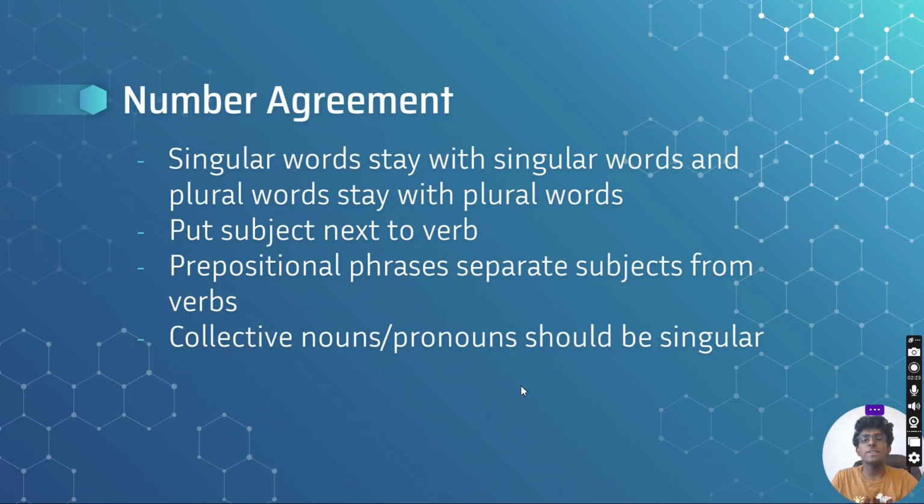The number agreement. Basically what this means is if you have singular words, they stay with singular words, and plural words are with plural words. You want to put the subject next to the verb to figure out whether they agree in terms of being singular or plural. You can sometimes have prepositional phrases, where you have the subject, then a comma, then a lot of information, then another comma and then the verb. So they separate the subject from the verb, but you just need to compare the subject and the verb to figure out if they agree correctly. And then it's important to note that collective nouns or pronouns should be singular. Like the team, that's singular, not plural, even though there are multiple people in the team.